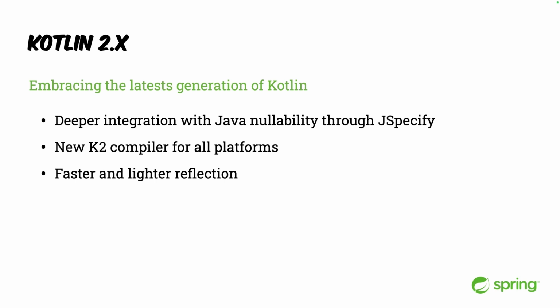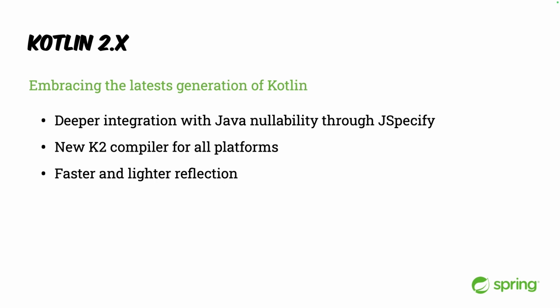The new K2 compiler for all platforms brings significantly faster compilation times for larger Spring applications, better IDE integration with more accurate code analysis and completion, and improved type inference with Spring's APIs. Faster and lighter reflection gives us reduced memory footprint in Spring applications with heavy dependency injection, lower startup time for Spring apps, and more efficient serialization and deserialization of Kotlin data classes.